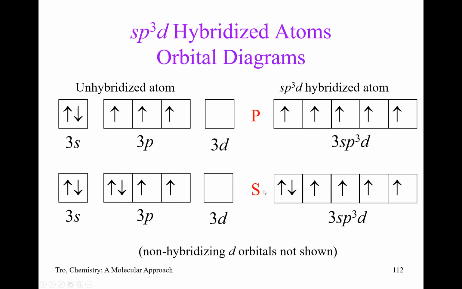Just like going from carbon over to nitrogen, or nitrogen over to oxygen, there's 1 more electron. You have the same number of orbitals, but now you have 1 more electron, so you're going to get a lone pair instead of 5 equal bonds. We'll have 4 equal bonds and a lone pair.